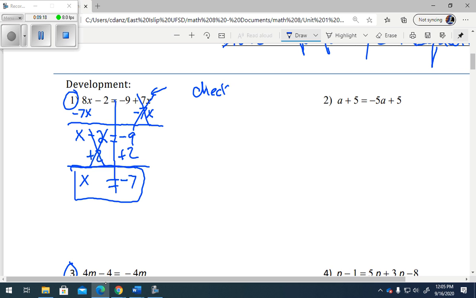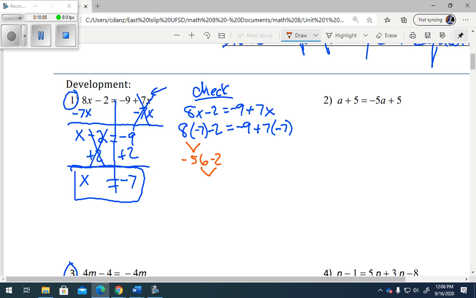We have to do a check. The original equation said 8x minus 2 equals -9 plus 7x. So when we do a check, we substitute and then follow PEMDAS. So 8 times -7 minus 2 equals -9 plus 7 times -7. I like to work with one side at a time. So really, I'm going to stay on the left side. 8 times -7 is negative 56, minus 2, and then negative 56 minus 2 is negative 58. That's what I get on the left side.